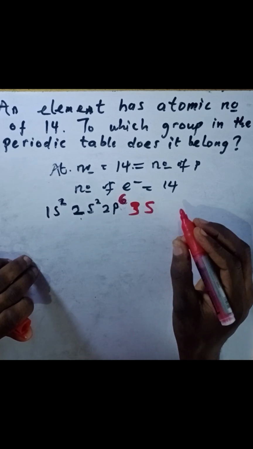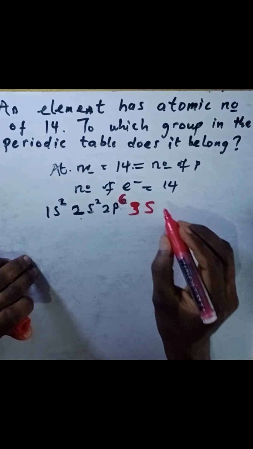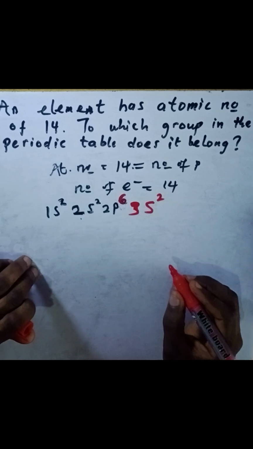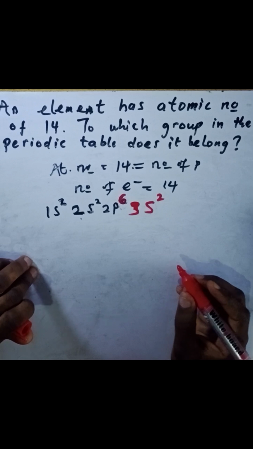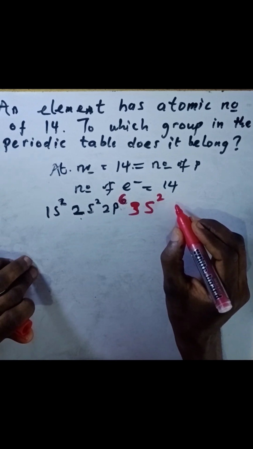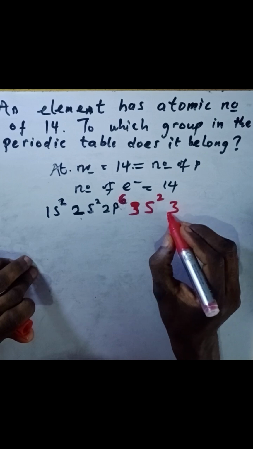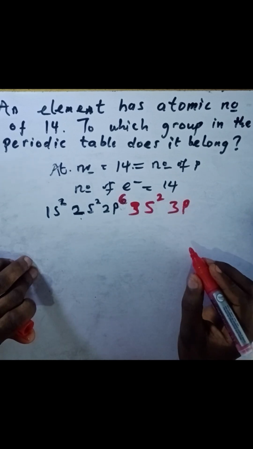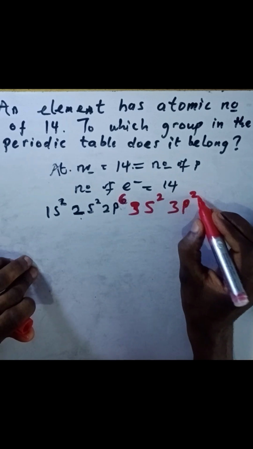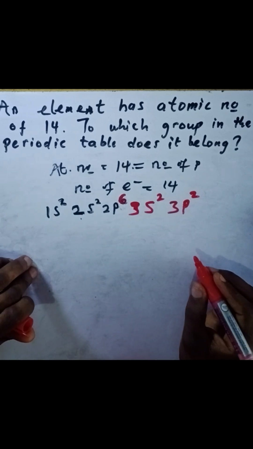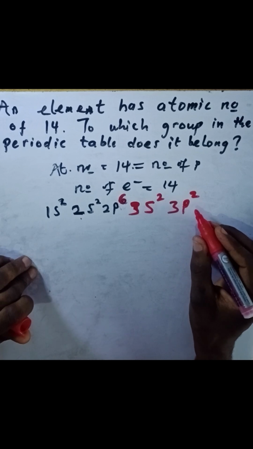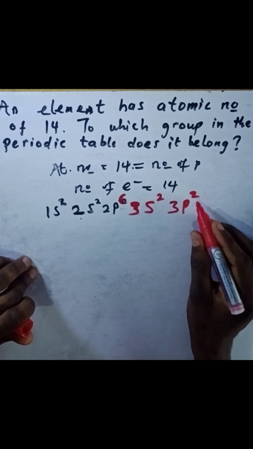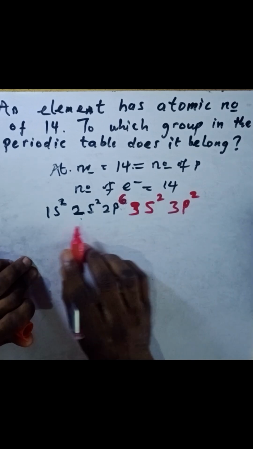The first one here is 3s, and same thing, your 3s will accommodate 2 electrons. While your 3p will just accommodate 2 electrons here. That's what is left for this particular p. It could have accommodated 6, but the remaining electrons are just 2. Now what does it mean?